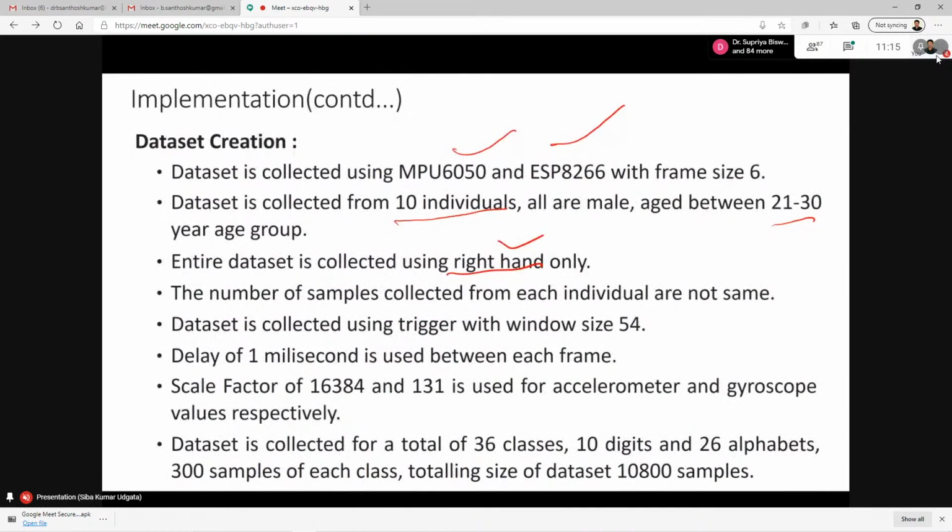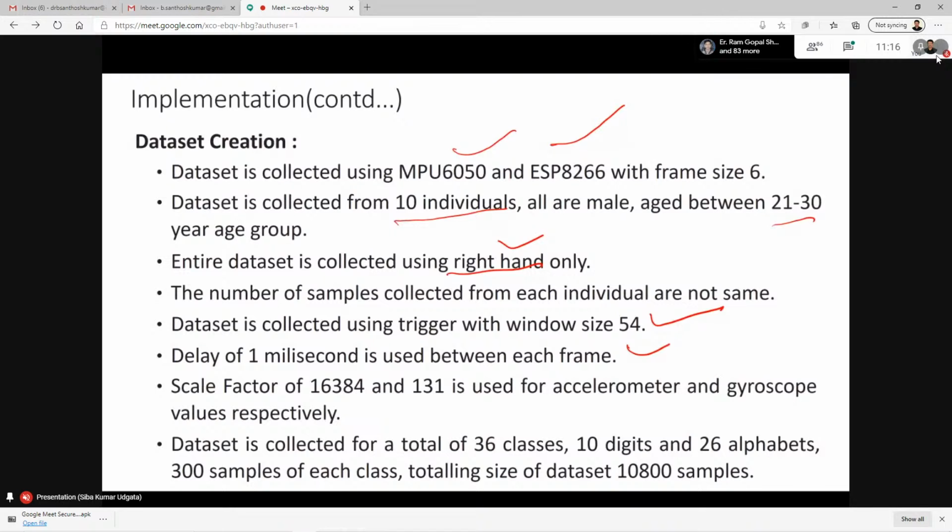The number of samples collected for each individual is not the same. Somebody did it 10 times, somebody 20, somebody 30. The data set is collected with a window size of 54. A delay of 1 millisecond is used between each frame, so we collected millisecond-wise data. What is the scale factor? You don't need to worry about it.